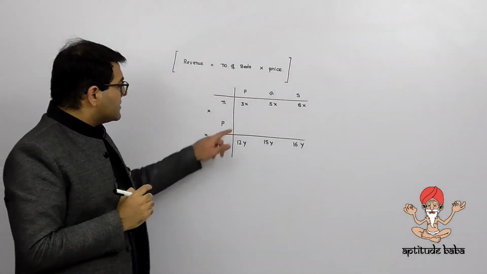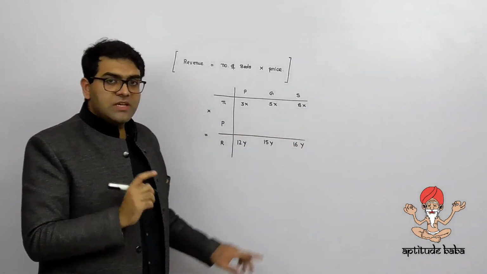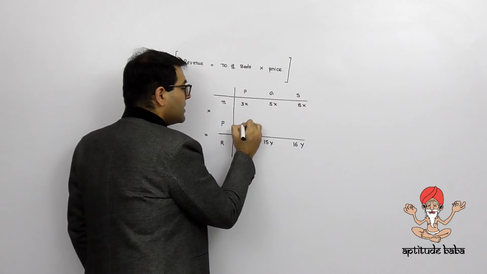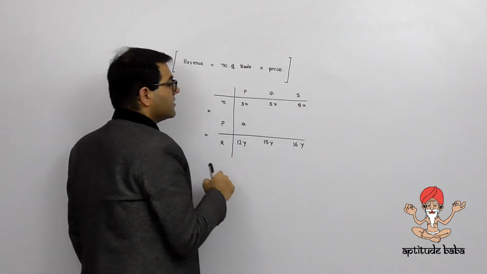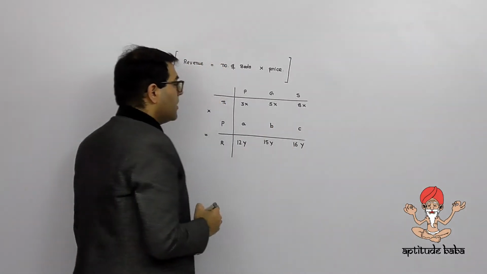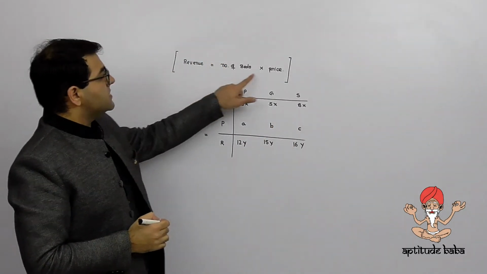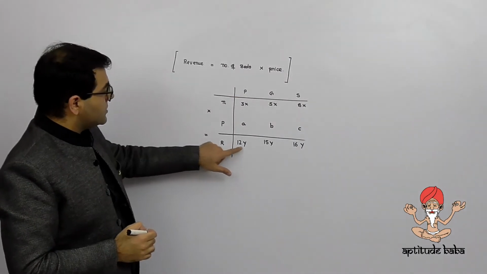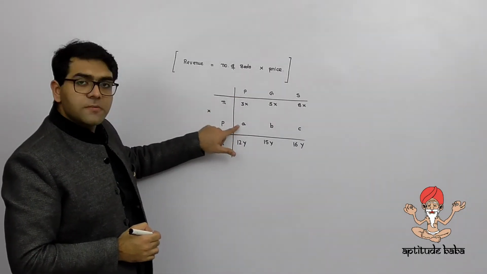What I need to find is the ratio of the price of each seat. So what I do here is assume the price of a seat in the platinum category to be A, in the gold category to be B and in the silver class to be C. Now obviously revenue is number of seats into price.